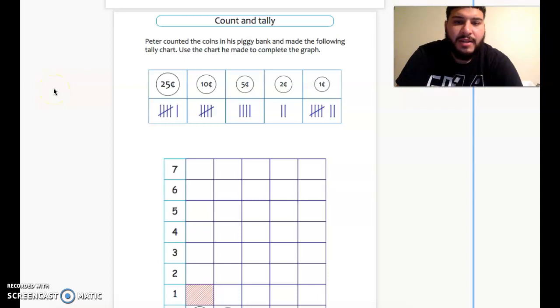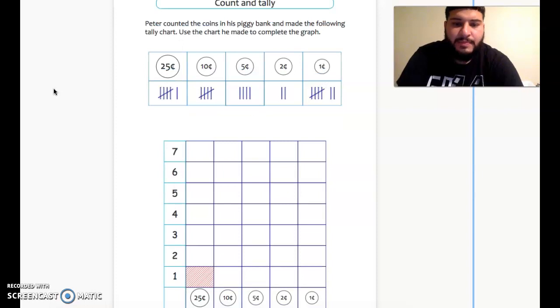Let's move on. Count and tally. Peter counted the coins in his piggy bank and made the following tally chart. Use the chart he made to complete the graph. Can you guess what kind of graph it is? Good, it's a bar graph.